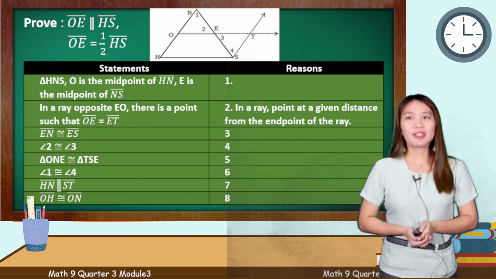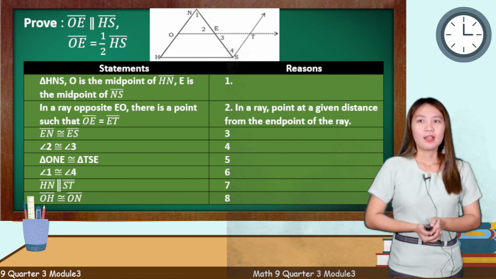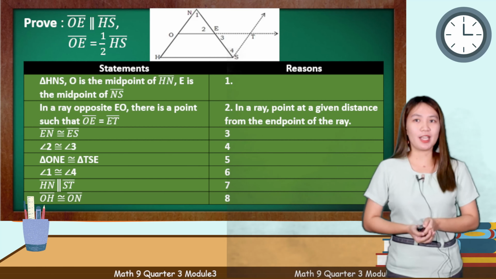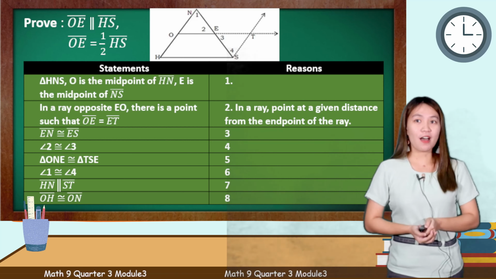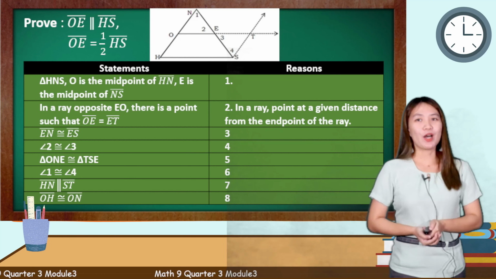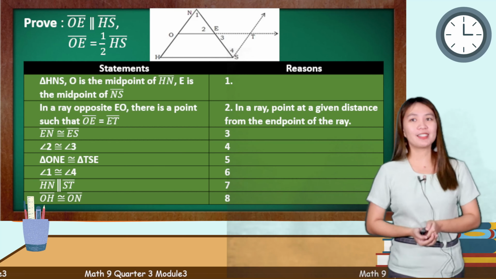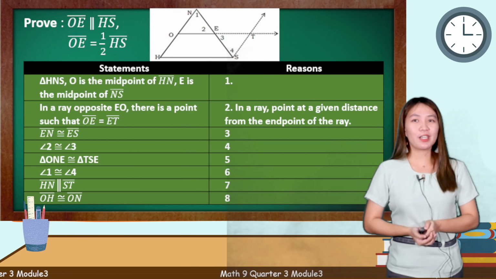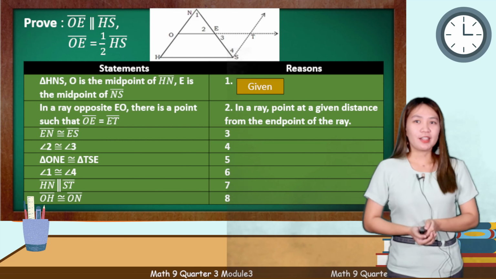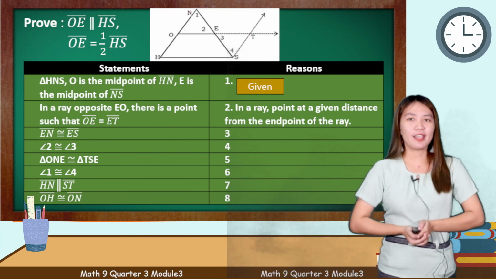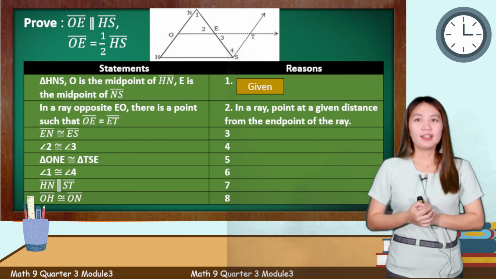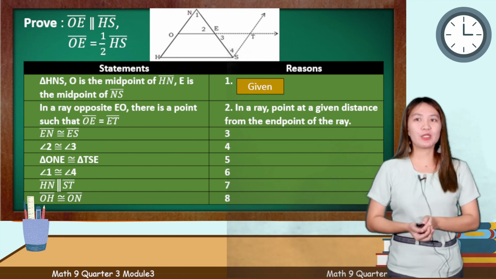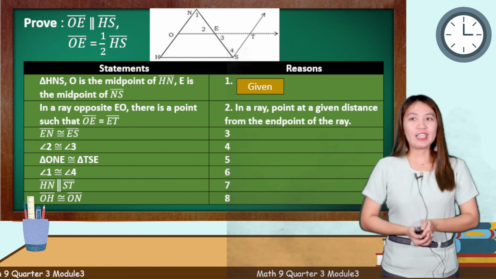So let's start with statement number 1. Triangle HNS, O is the midpoint of segment HN, and E is the midpoint of segment NS. What could possibly be the reason behind that statement? So obviously, that is just the given I have read earlier. So the reason for that is given. And statement number 2 is already justified. So let's proceed to statement number 3.